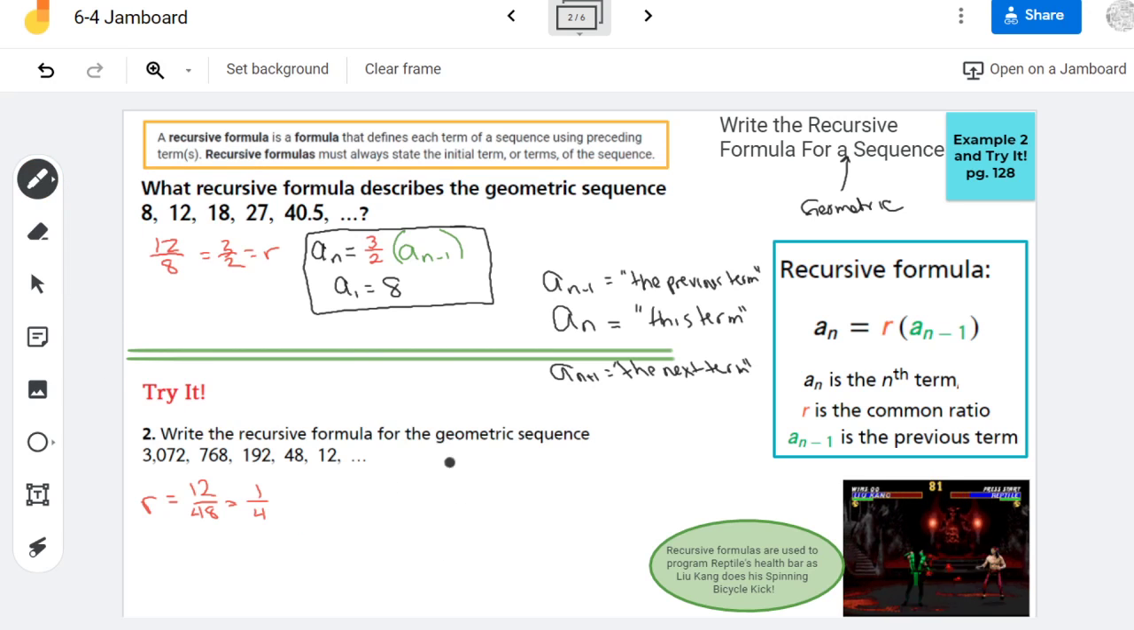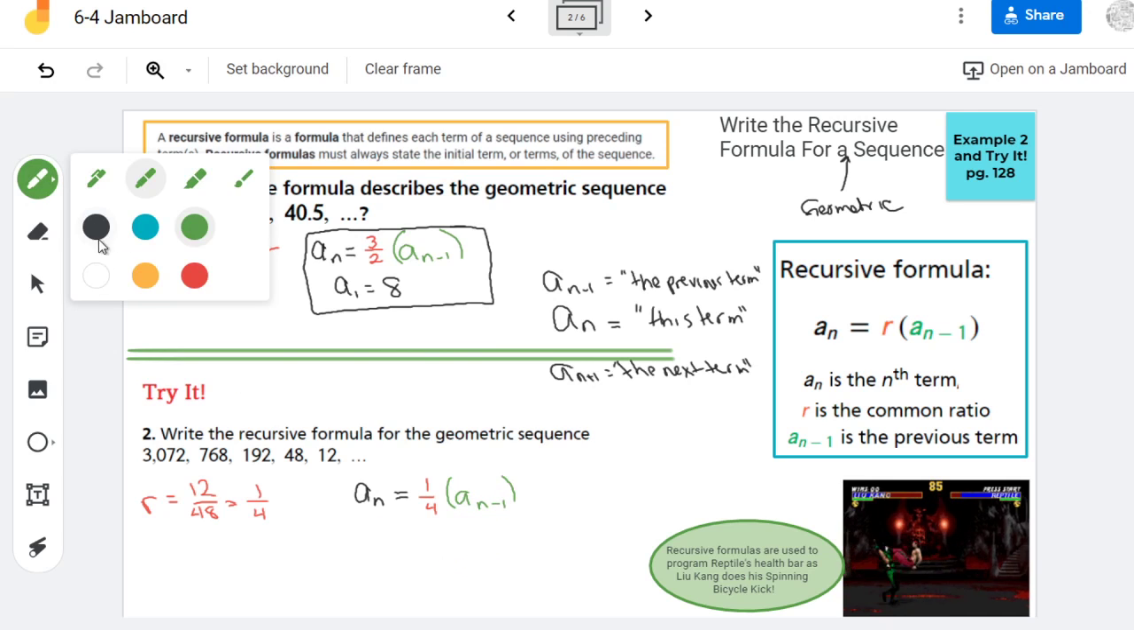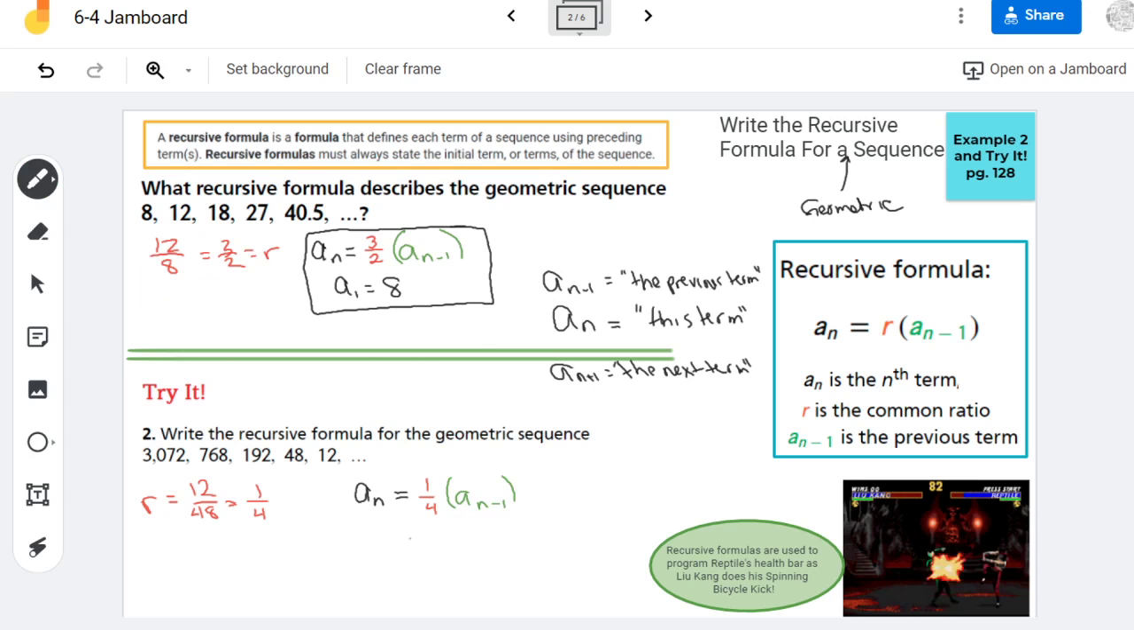So now let's write our formula. To find this term, you take my common ratio, which is 1/4, and multiply it times the previous term. Remember to state what your initial value is. So my a sub 1, or my starting point, was 3072.